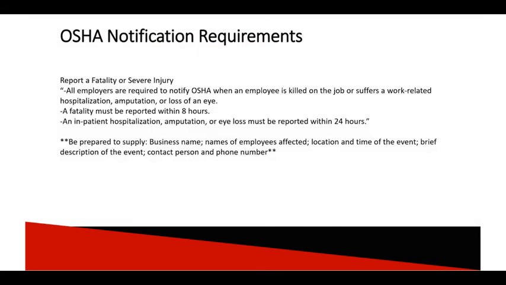The Occupational Safety and Health Administration has certain requirements for notifying them when a workplace injury has occurred. We must report a fatality or severe injury. All employers are required to notify OSHA when an employee is killed on the job or suffers a work-related hospitalization, amputation, or loss of an eye.